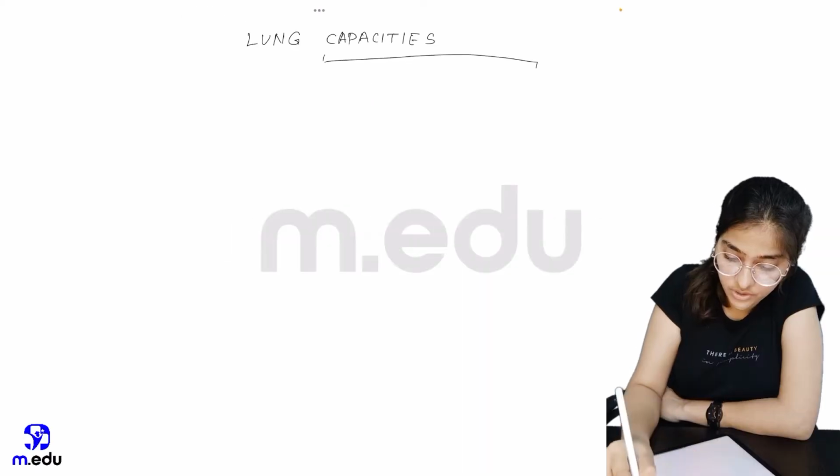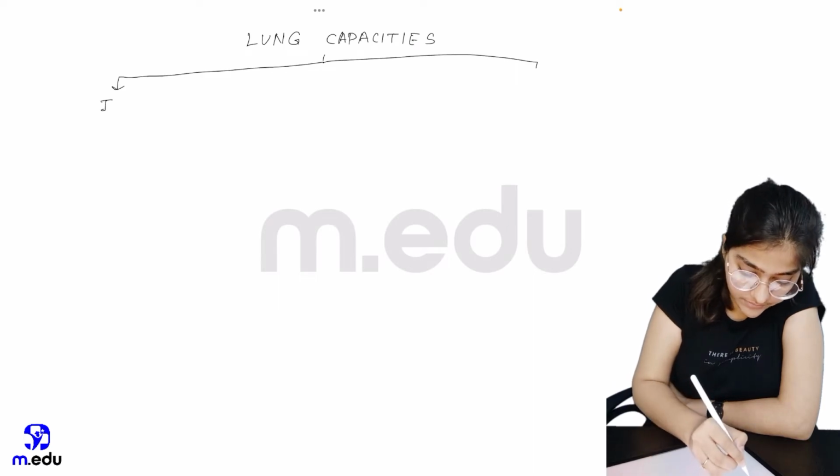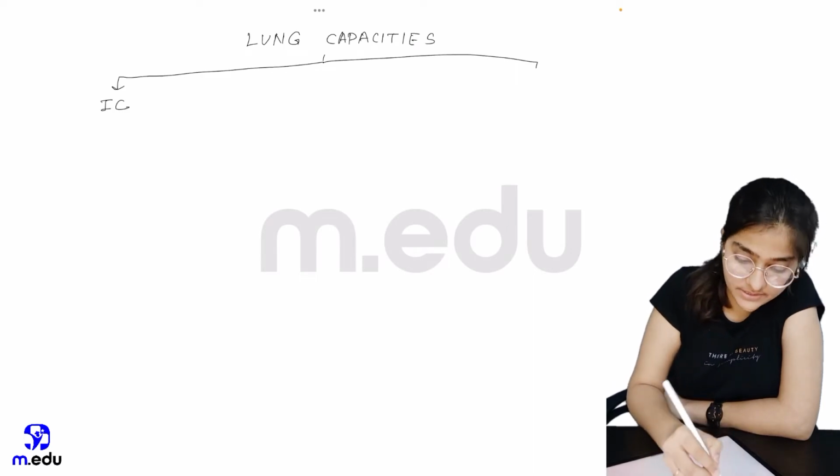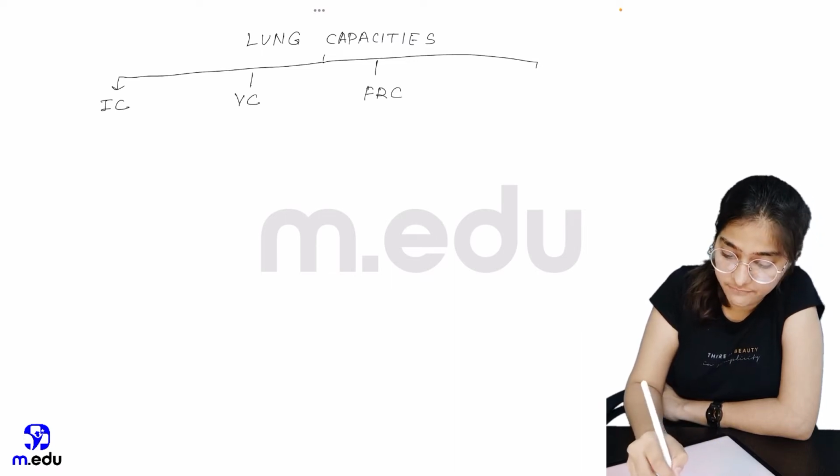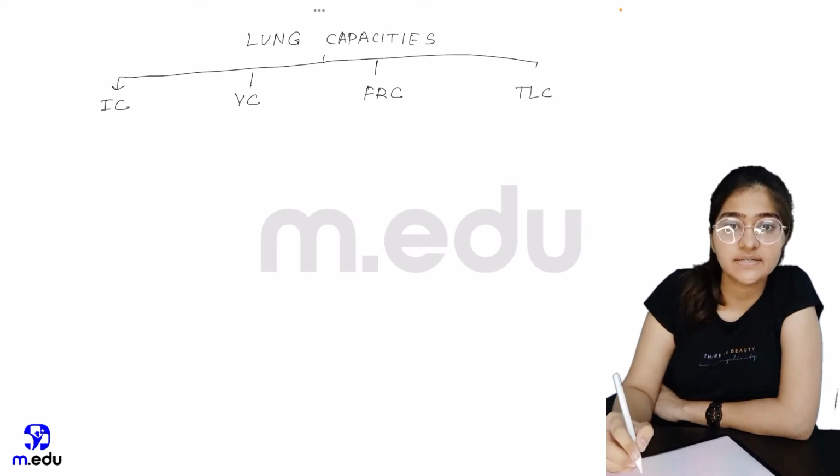So there are 4 lung capacities. The first one being IC, that is inspiratory capacity. The second one is VC, that is vital capacity. The third one is FRC, that is functional residual capacity. And the last one is TLC, that is total lung capacity.